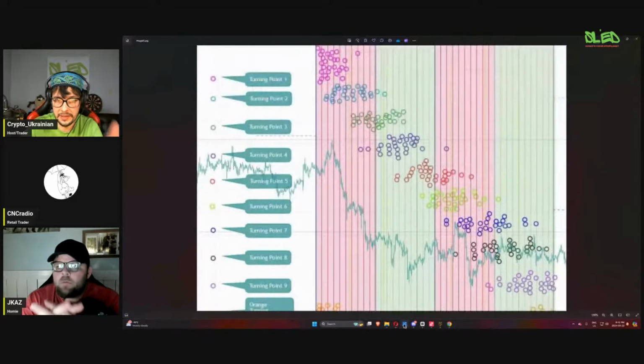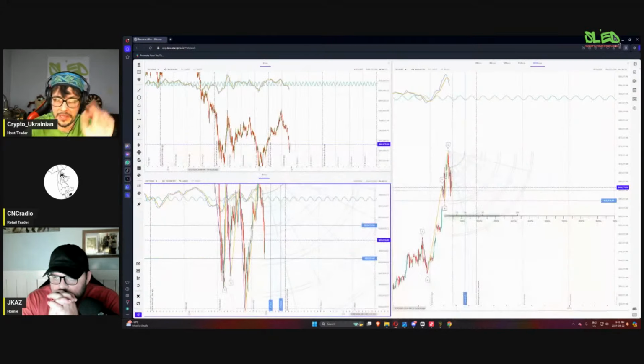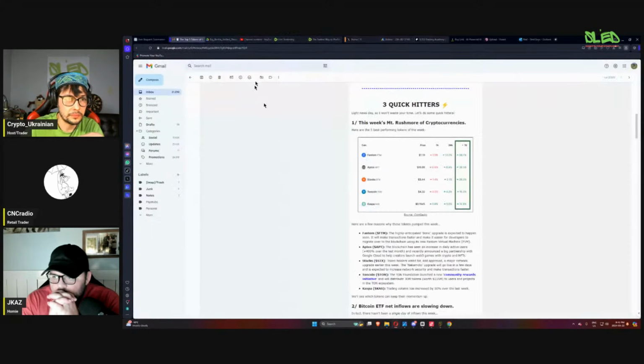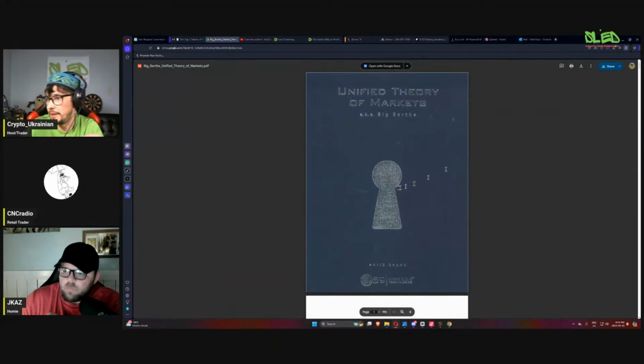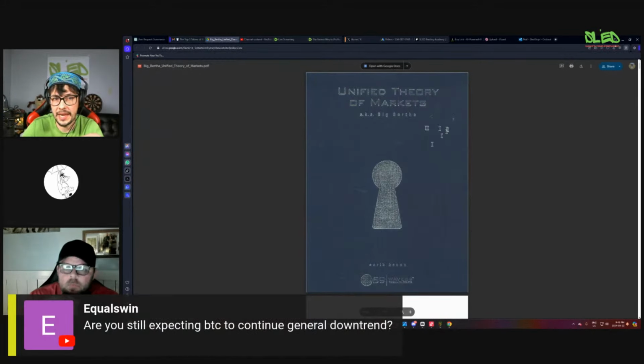People, don't spill this sauce. This is bursts of circles. Read the book. This is just one part of it. There's crazy, mind-blowing stuff that you're going to read in the book. The book is called Big Bertha by Eric Bean, right here. Unified Theory of Markets, also known as Big Bertha, by Eric Bean.